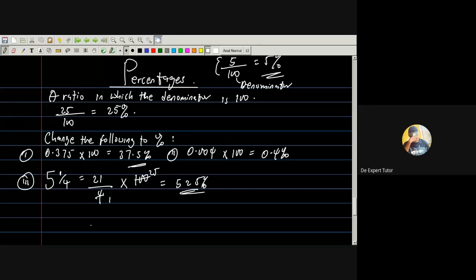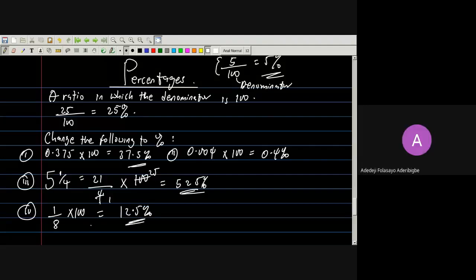If you have something like 1/8 to percentage, multiply by 100, and that will give me 12.5%. As simple as that, 12.5%.